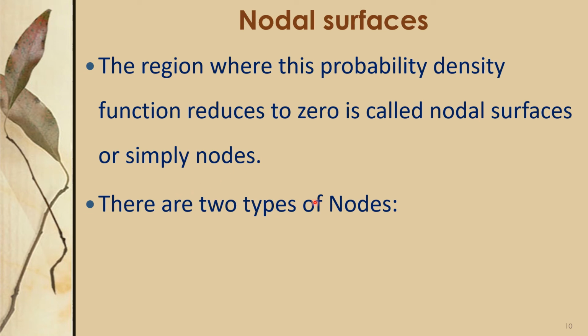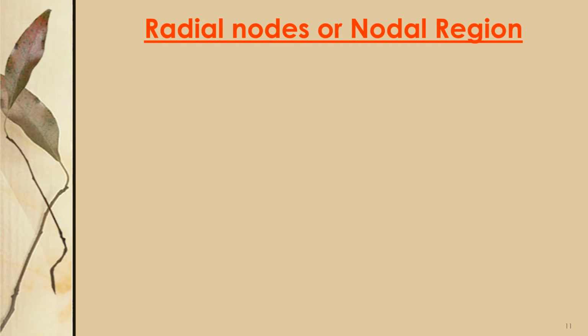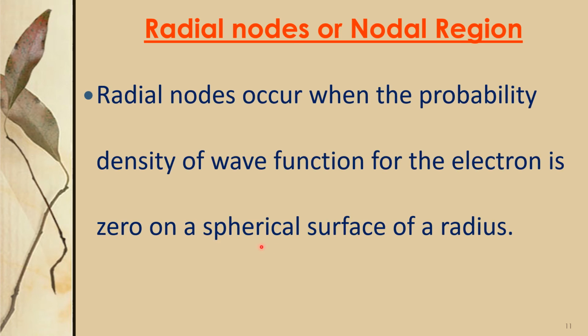There are two types of nodes depending upon the shape, as the electron takes a wave nature around the nucleus. One is radial nodes or nodal region, the other is angular nodes or nodal plane. This is the plane, this is the circular area. Now, what are radial nodes? Radial nodes occur when the probability density of the wave function psi for the electron is 0 on a spherical surface of a radius. Especially for the s and p, radial nodes are available.